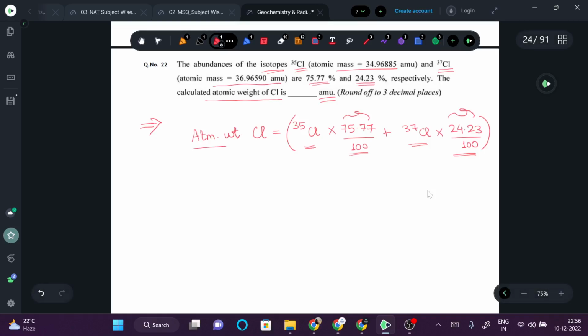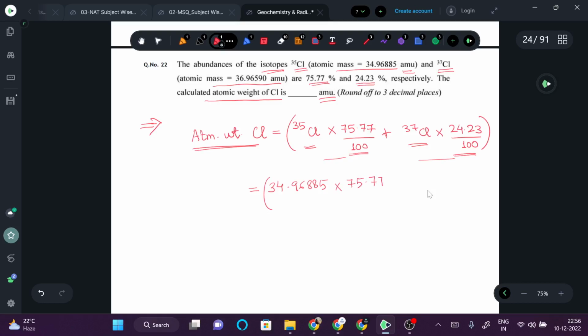That means the overall Cl atomic weight, what will it be? This is the basic maths that you do. Even if you don't know the direct formula, you take the percentage of one variety, then add it with the percentage of the second variety, and you will get the overall one. So here we have 34.96885. Units is already in AMU, so the answer will also come out in AMU.